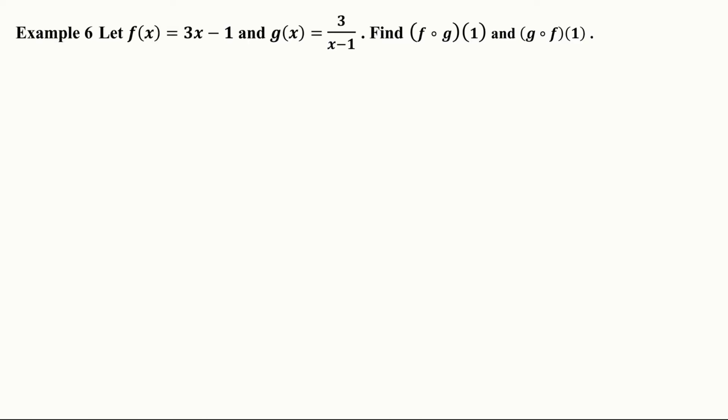All right, so here we have two functions, f of x equals 3x minus 1 and g of x equals 3 over x minus 1. We want to go ahead and find f circle g of 1 and g circle f of 1. All right, so you should probably try it on your own first and then see if we agree.